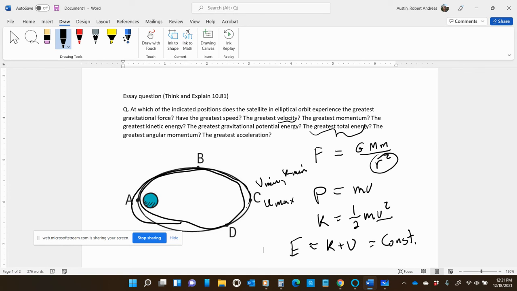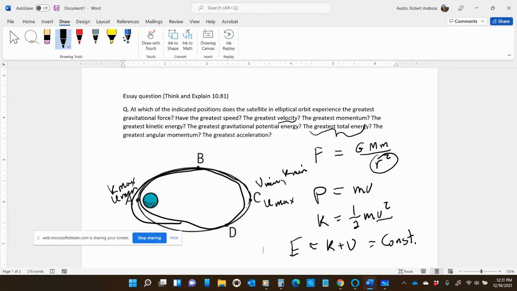Okay? Because here at A, kinetic energy is big, but potential energy is small. So you have a small potential energy and a big kinetic energy equaling the total energy, which is the same as at point C. But at point C, you have a small kinetic energy, and the only way to have total energy the same is for the potential energy to be big. So you have the maximum potential energy at point C.